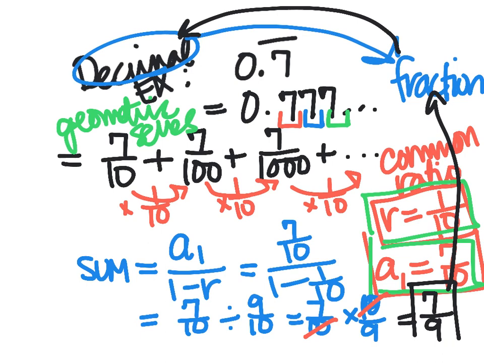So you can try that. Get out your calculator, take 7 divided by 9. Is this the decimal representation that you get back? And you're going to find that it is.